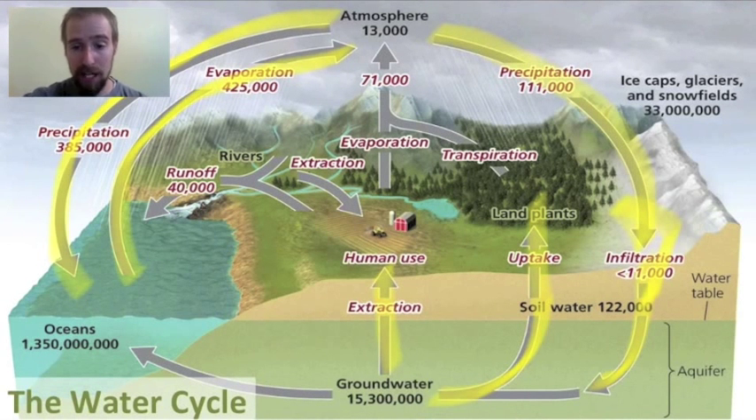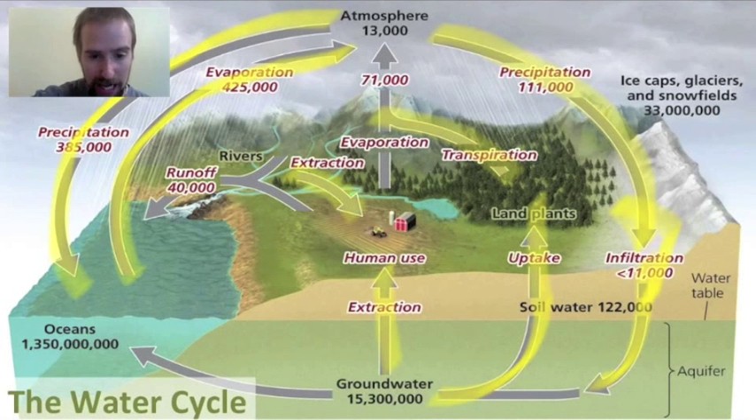Transpiration is the movement of water from plants back into the atmosphere. And they release that water as vapor through the pores in their leaves. So that's a big role that living organisms play in the water cycle.